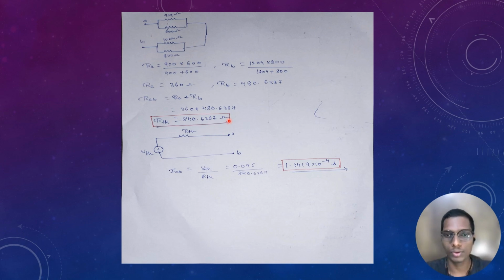After finding Thevenin's voltage and Thevenin's resistance, we have to calculate the current for that galvanometer. So again we rewrite this circuit. Thus IAB, that is the current for the galvanometer, is equal to Thevenin's voltage by Thevenin's resistance. Thevenin's voltage we got 0.096 divided by 840.63, which is equal to 1.1417 into 10 power minus 4 ampere.